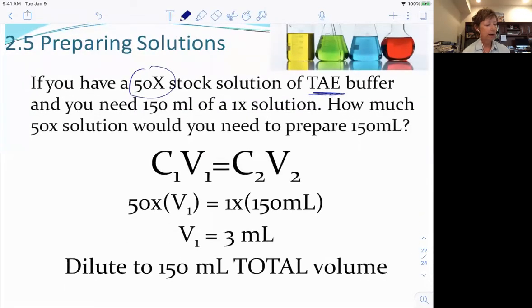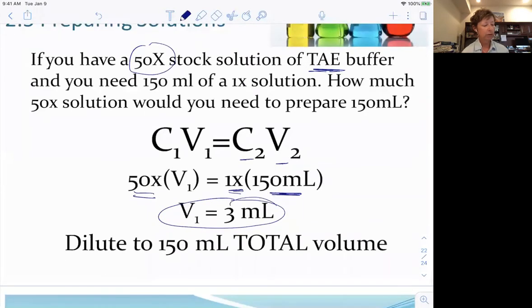So I know I have 50X to start with, and what I want is 1X, 150 mils of that. So my desired concentration and my volume here. So I want a 1X and volume of 150 milliliters. So if I set that up, 1X times 150, and then I would divide by 50, I then get 3 milliliters. And the way you can kind of check yourself with that is just plug this back in. If I multiply 3 times 50, I get 150. And over here, 150 times 1 is 150. So you can always check yourself to make sure you did that calculation right.